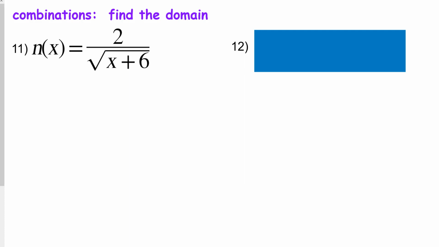Okay, now our last couple are going to be combinations of those kinds of functions. So here in number 11, we see a radical, but it's also in a denominator. So if it was a radical alone, you would say that x plus 6 has to be greater than or equal to 0. However, because it's in the denominator, we can't let the denominator be 0, so we're going to have to just say x plus 6 is greater than 0. Subtract 6 from both sides, x is greater than negative 6. That's the domain. And by the way, you don't have to write it that way. You can write interval notation if you want to.